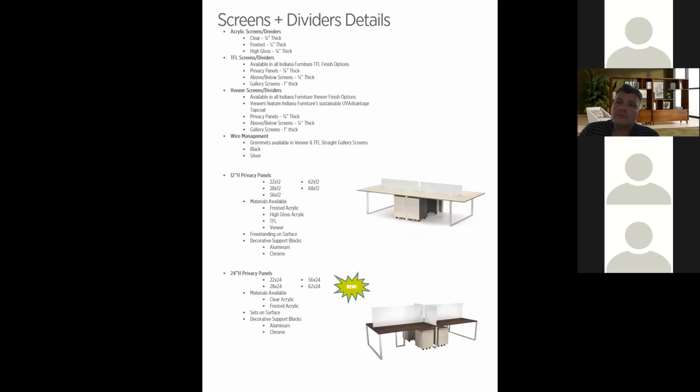Okay, so for those of you following along, we are now on the first page that says screens and dividers details, in case my screen is lagging at all. Here at the top, we listed all of the materials that are available throughout this product line, and then the thicknesses of those. I think that'll help you know that a high gloss laminate is going to be a thicker material, obviously, than the frosted and the clear acrylic. So we've listed all of those so that you have that handy in one place.